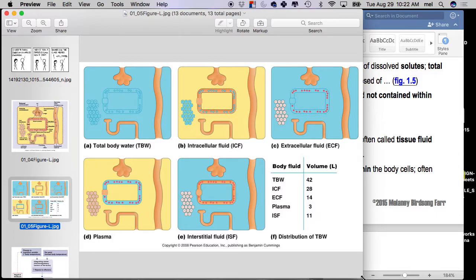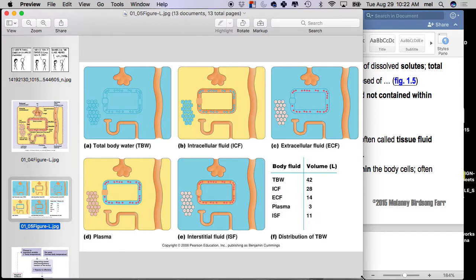Now, note to self, something that you know. What does the prefix intra mean? Within or inside. And extra, of course, means outside. And then we will also run into inter in a minute, and that will matter too. So ICF is intracellular fluid. Please note that that makes up the vast majority of the fluid: 28 of the 42 liters is intracellular fluid, good?